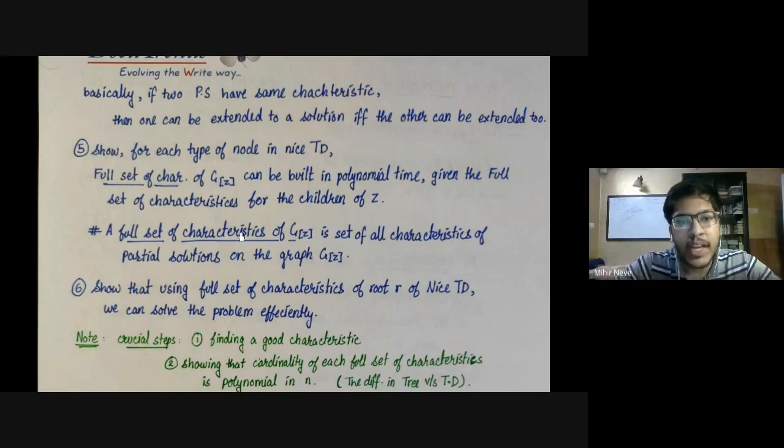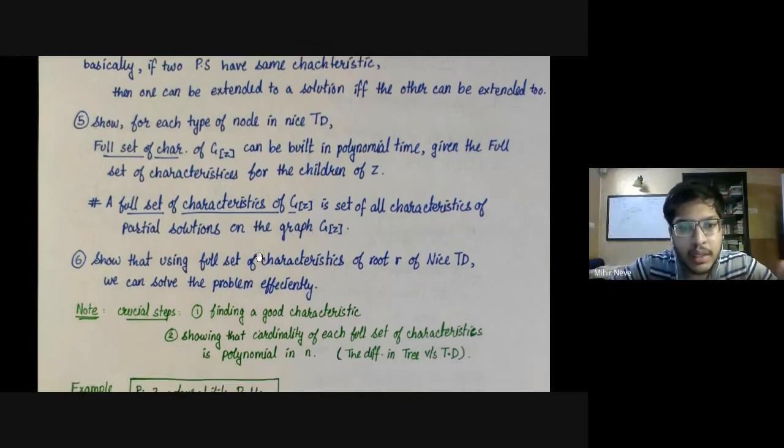And now we'll do the dynamic programming using this full set of characteristics. So what we'll do, we'll reach a node Z, and then we'll try to determine the full set of characteristics for that node Z using the children of Z. And we'll keep on doing this in the tree decomposition until we reach a root R. After we reach a root R, what we simply have to do is use this full set of characteristics of root R and connect this to the actual solution of the problem. Basically use it to solve the problem efficiently.